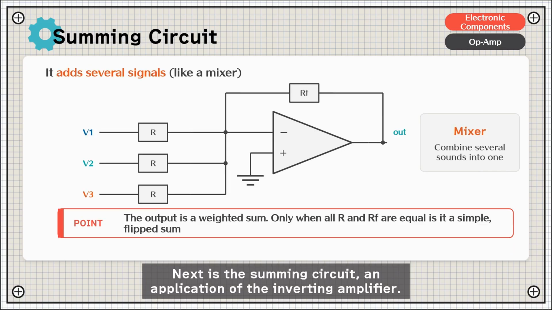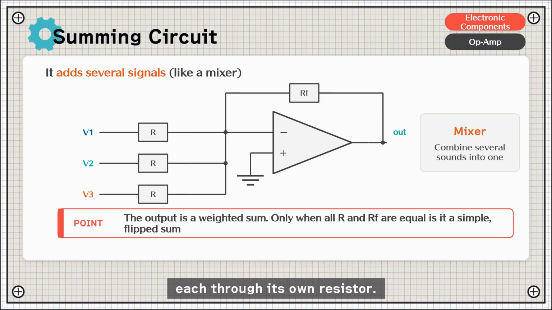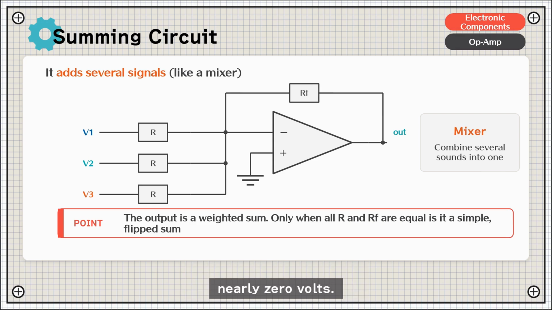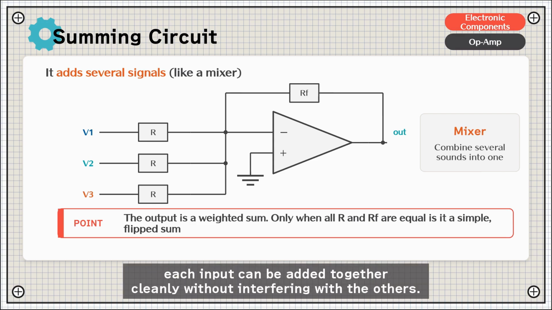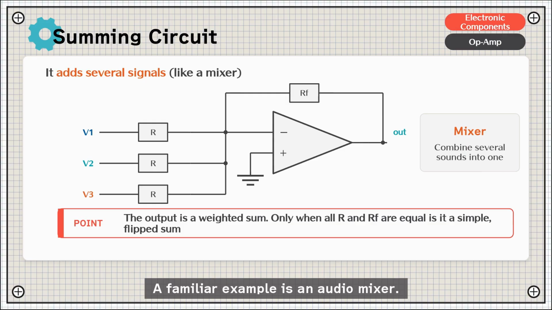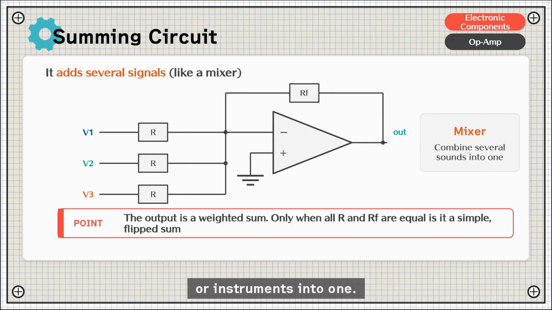Next is the summing circuit, an application of the inverting amplifier. This is a circuit that gathers several inputs into the minus input, each through its own resistor. As we saw earlier, the minus input is held at a virtual ground that is nearly 0 volts. Thanks to this, each input can be added together cleanly without interfering with the others. A familiar example is an audio mixer. This summing circuit is what's used when combining the sound of several microphones or instruments into one.